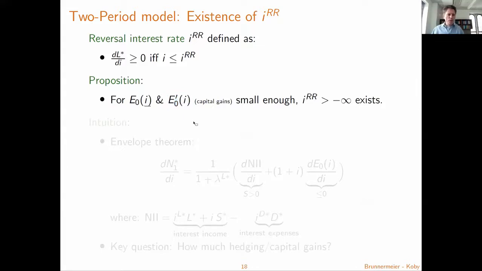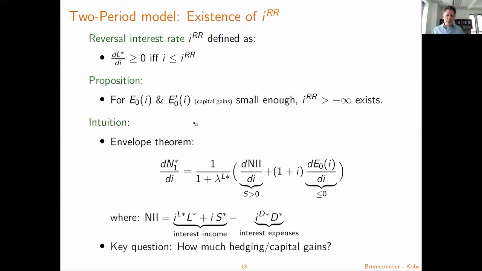So what's the intuition for this result? It comes very simply from the envelope theorem. Essentially, when you cut the interest rate, you change the net interest income. What's your net interest income? It's the interest you make on your loans plus the interest you make on the safe assets. That's interest income on the asset side, minus the interest rate expenses, what you pay on your deposits.